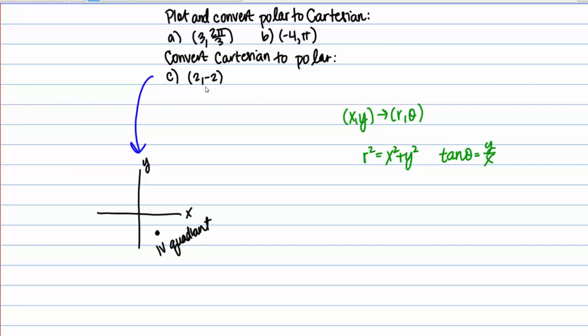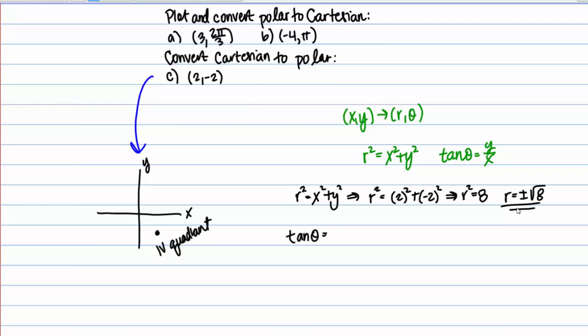So first of all, I'm going to use r squared equals x squared plus y squared. So I get r squared equals 2 squared plus -2 squared. So then I have r squared is 4 plus 4, or 8. So that's going to give me r equals plus or minus the square root of 8. We'll leave that for a minute, and then in just a few minutes we'll talk about which is appropriate here, the positive or the negative root. But let's go ahead and do the second formula as well.